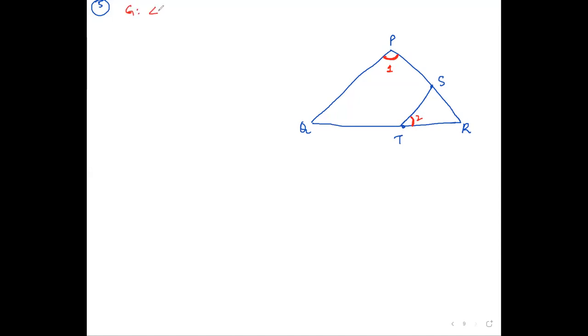Note down what is given, that angle 1 is equal to angle 2. And to show that triangle RPQ is similar to triangle RTS. Okay. RPQ, that means the complete triangle, is similar to RTS. That means this is the small triangle. Is this clear? Figure is clear? Yes, ma'am. Okay. So the big triangle is similar to the smaller one, that you have to show.